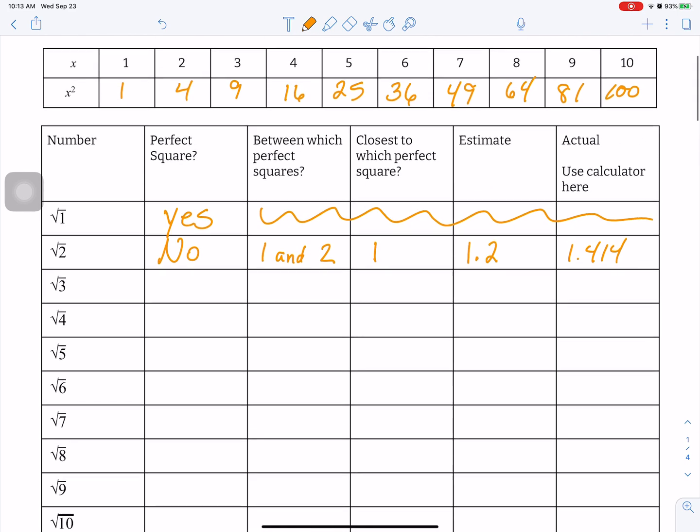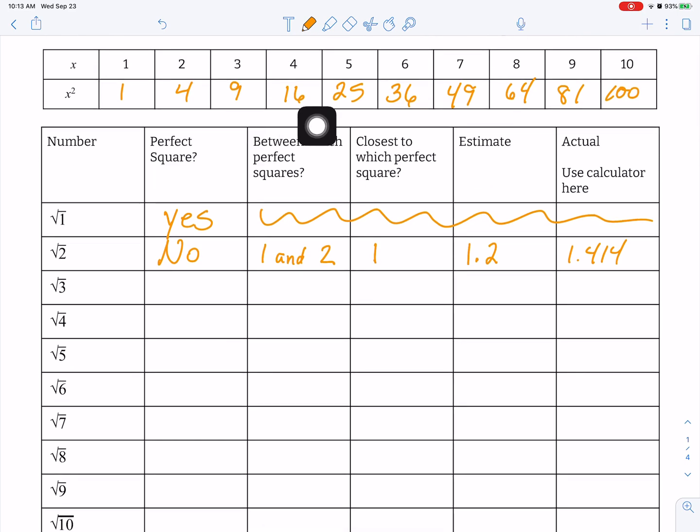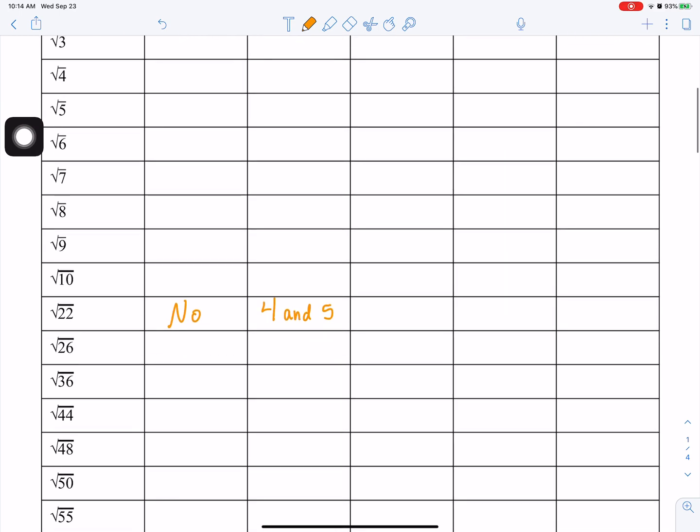And then it asks which one it's closer to. So if I look, 22 is going to be closer to 25 than it is to 16. So I'm going to say it's closer to the 5. It's still going to be 4 point something. It's just going to be a higher number. So I'm going to guess 4.7. It's more than halfway. And then I just take the square root of 22 and I got 4.690. So I was pretty close.